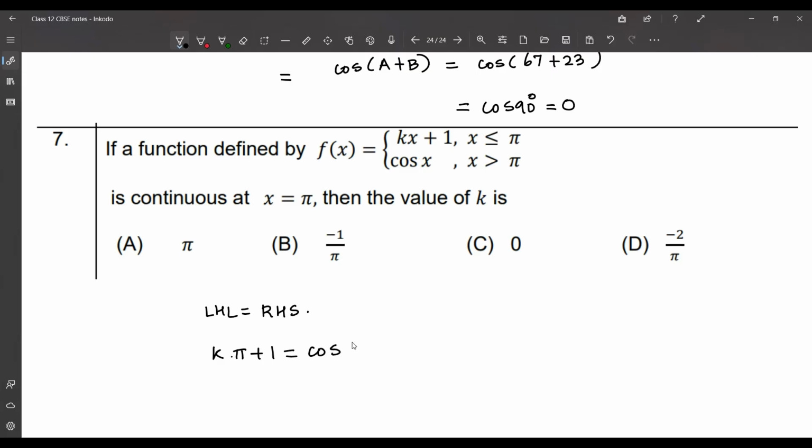Cos pi is equal to minus 1. K pi plus 1 is equal to minus 1. So k pi is equal to minus 2. K is equal to minus 2 divided by pi. So the correct answer would be option D.